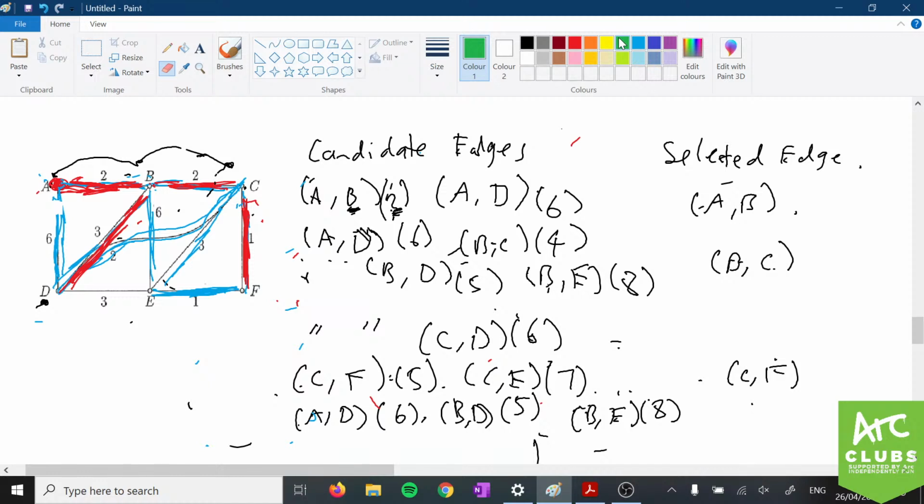Green. Okay, so our next candidates for edges are, okay, so this one, E and F is still fine. It's not going to cause cycles. Where's my pen?